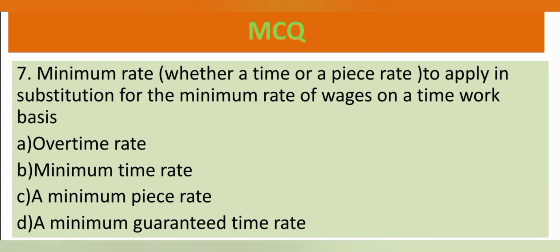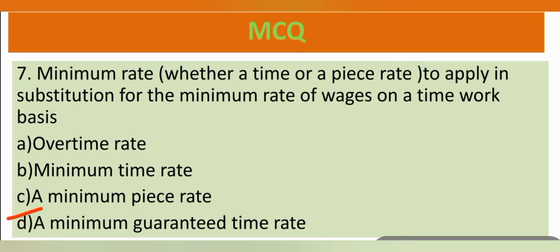Now come to question number 7. Minimum rate, whether a time or a piece rate, to apply in substitution for the minimum rate of wages on a time work basis. So whenever there is a substitution on a time work basis, whether on a time rate basis or piece rate basis, the correct option for question number 7 is option D, a minimum guaranteed time rate. That's the correct option and the correct answer.